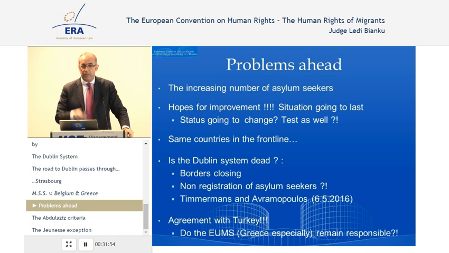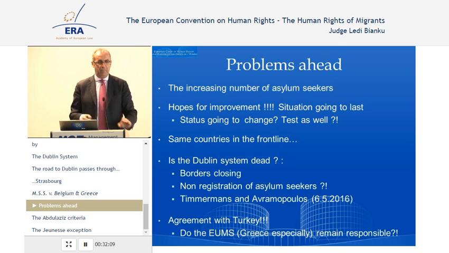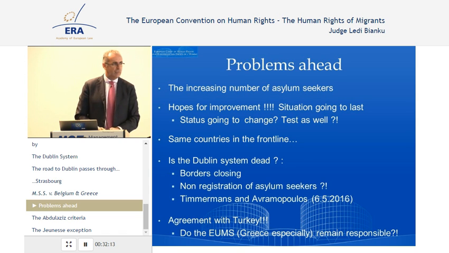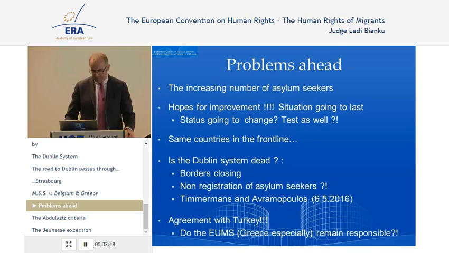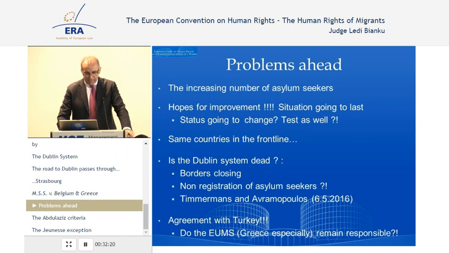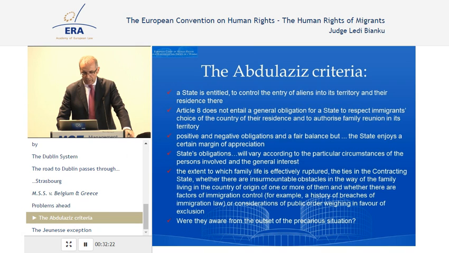Non-registration of asylum seekers was mentioned also this morning. An agreement with Turkey you have been discussing as well. Do the European Union member states, Greece especially, remain responsible? This would for sure be a Grand Chamber case if it comes to Strasbourg, the issue of the Turkey-EU agreement. I would skip this and bring you to the Abdulaziz criteria.